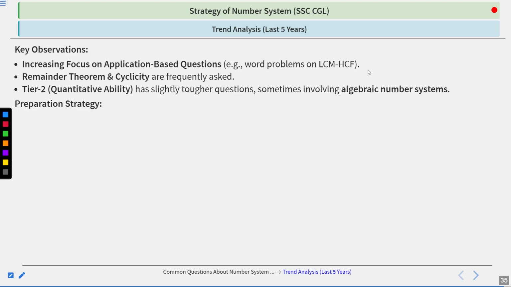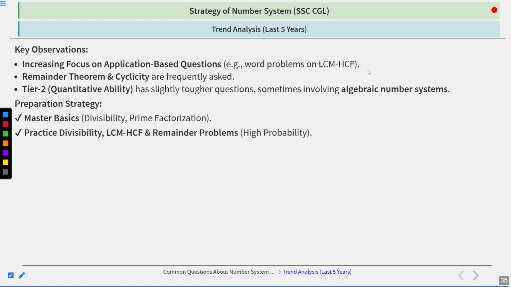So, the preparation strategy: master basic divisibility rules, prime factorization. Practice divisibility, HCF LCM, and remainder problems. These are the high probability topics: divisibility, HCF LCM, remainder problems. Solve previous year papers, especially from 2019 to 2024.